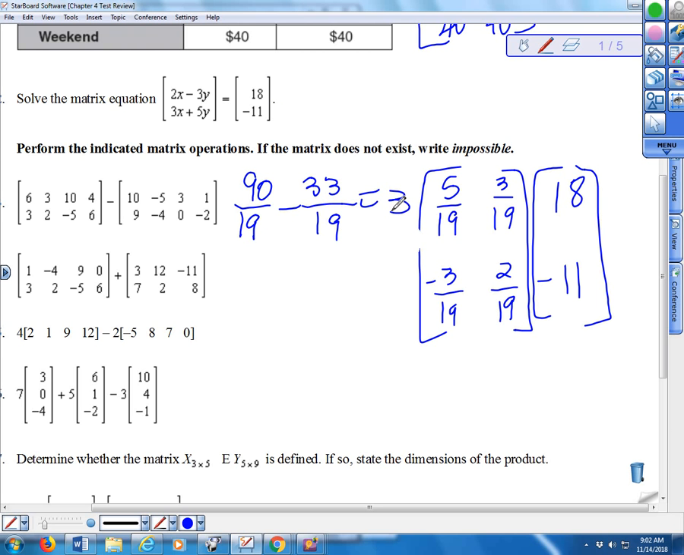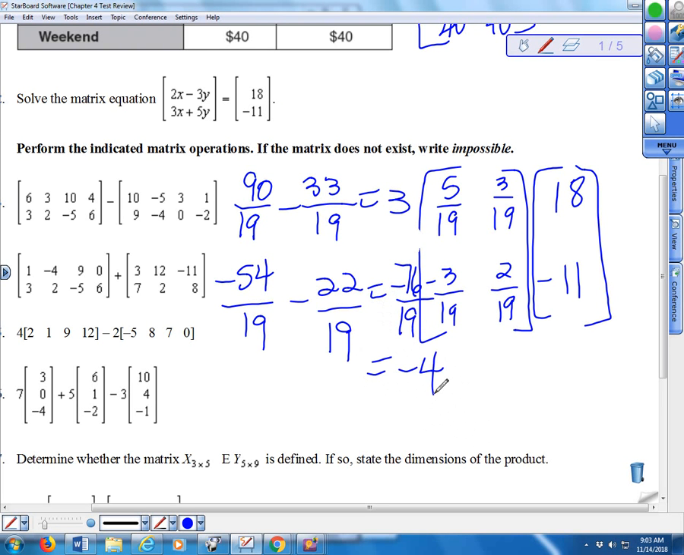Negative 3 times 18 is negative 54. And then we have minus 22. And that becomes 76/19, which is negative 4. Same answer with the inverse method as the Cramer's rule. 3 and negative 4. Okay. On the test, this problem you can do a calculator. I just wanted to go through how to use Cramer's rule and find inverses for review.